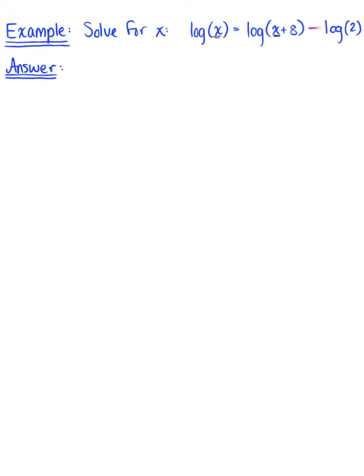So how can we fix this? Well, let's recall the quotient rule from those algebraic properties of logarithms. We want to recall that if we have, say, the logarithm of a minus the logarithm of b, we can rewrite this as the quotient, the logarithm of a divided by b. So that's where we're going to begin.